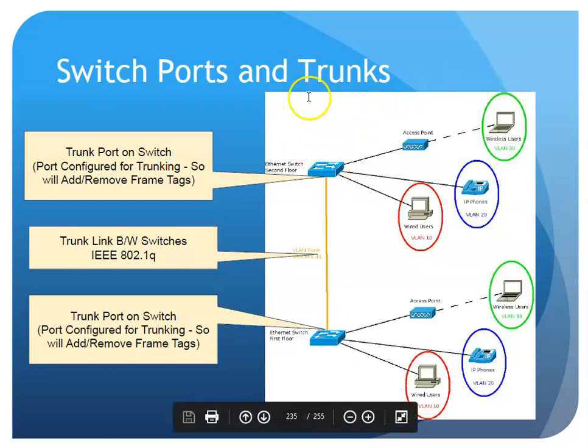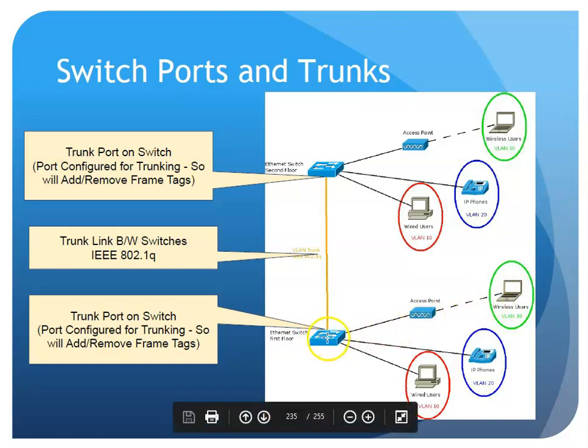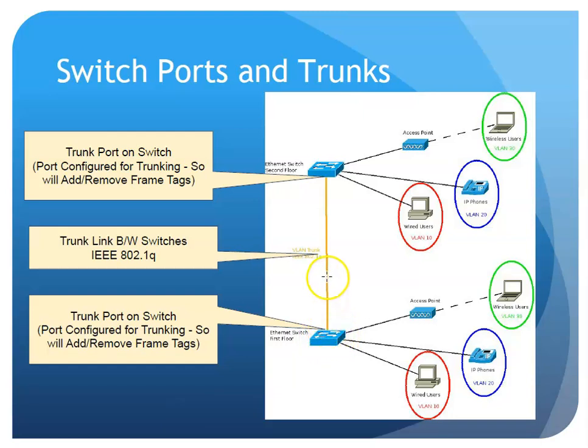Here's an example of two switches connected, maybe second floor, first floor. We have VLAN 10, 20, 30: 10 for wired, 20 for phones, 30 for wireless users. As that traffic comes into these switch ports, the switch starts tagging them as belonging to 10, 20, 30. It'll share that across this trunk line.